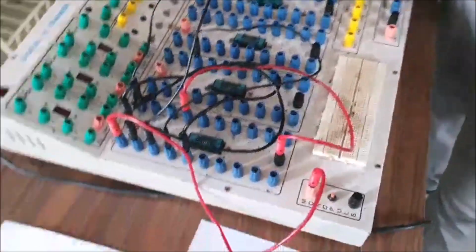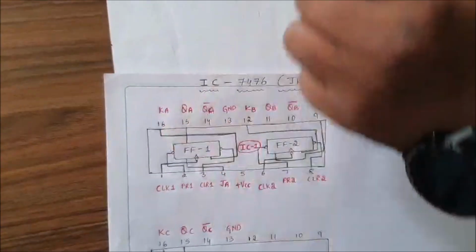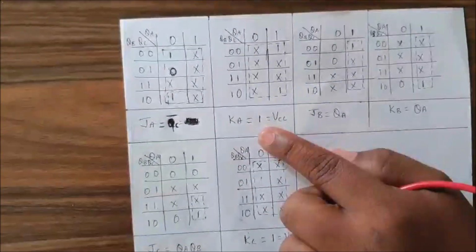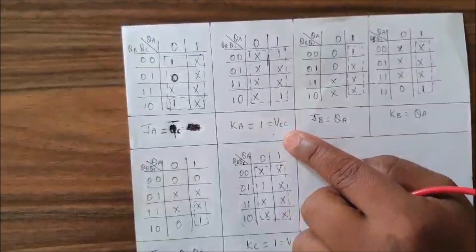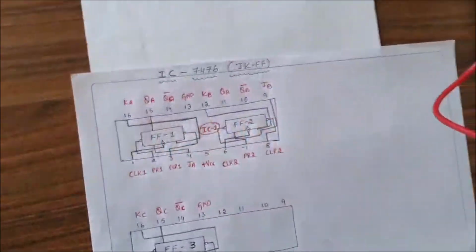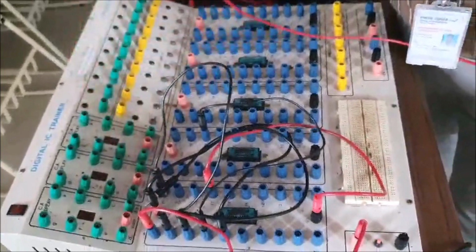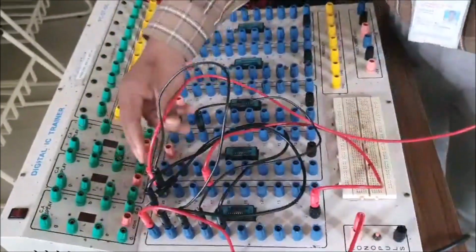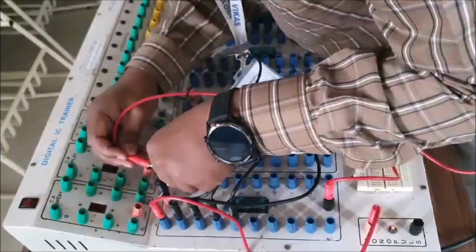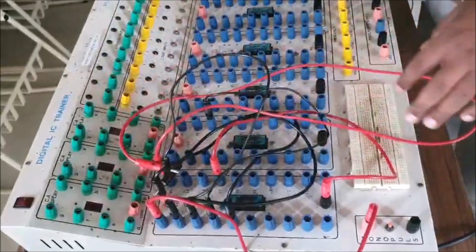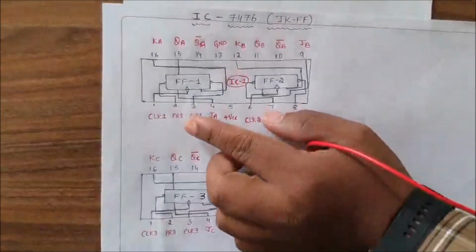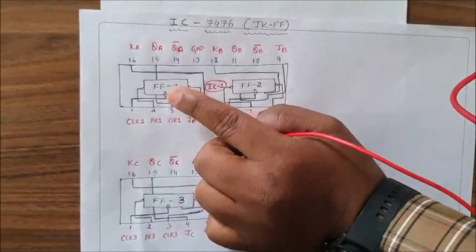Now we have another input, that is KA. From the K-map simplification, we have simplified KA is equal to 1. So if we get 1, that should be connected to the respective IC's VCC. So KA pin number is 16th pin. For the first IC's 16th pin, I will connect one end of the patch cord to the 16th pin of the first IC, and another end is connected to the plus VCC because we got KA is equal to 1. Next, we have done the connection for all the inputs of flip-flop 1.